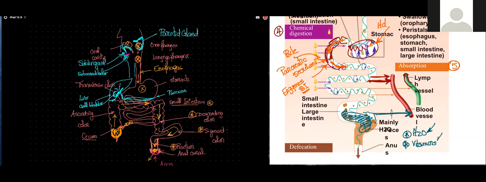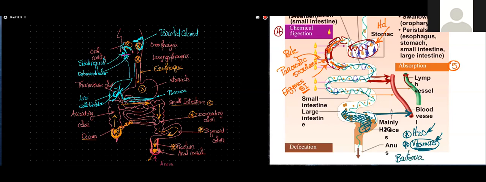Why would I wait all this time to absorb those vitamins? Why didn't I absorb them in the small intestine? I did have all the small intestine to absorb those vitamins. Why would I absorb them in the large intestine? Because simply I didn't have them. Some of those vitamins are going to be actually produced by the bacterial flora living in the large intestine.